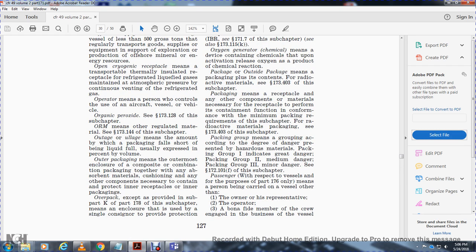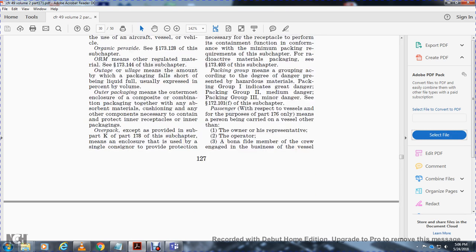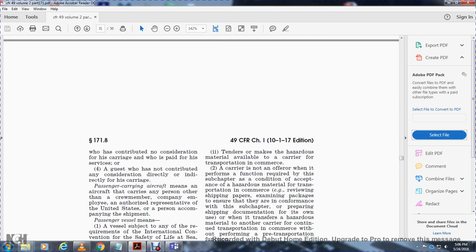Passenger, with respect to a vessel, for the purpose of part 176, means any other person being carried on the vessel other than the owner and his representative, the owner and a bona fide member of the crew engaged for the business of the vessel, who has contributed no consideration for his carriage, who is paid for his service, or a guest who has not contributed any consideration directly or indirectly for his carriage.